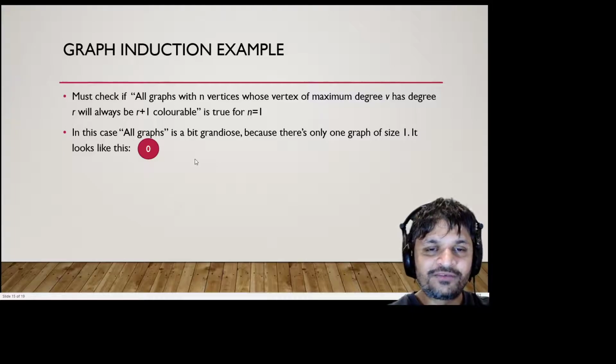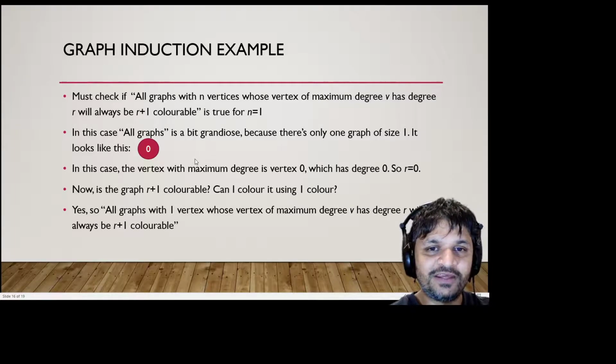So what's the vertex of maximum degree in this case? It's this vertex 0, right? And what is its degree? Remember, the degree is the number of edges. How many edges does vertex 0 have? It doesn't have any edges, so its degree is 0. So if the degree is 0, r is 0. So we're saying this graph is r plus 1 colorable, meaning it can be colored using one color.